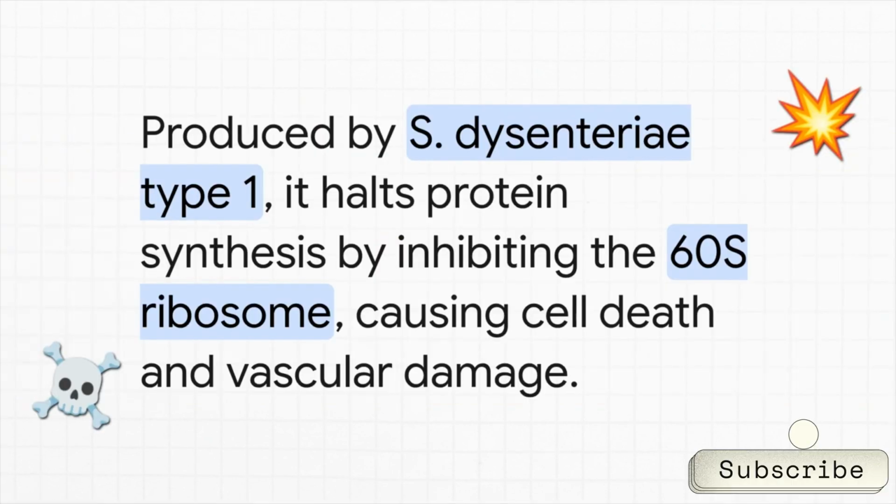If you remember one single virulence factor, please make it this one, Shiga toxin. This is the heavy artillery, and it's exclusively produced by Shigella dysenteriae type 1. Its mechanism is a classic exam question. It targets and inactivates the 60S ribosomal subunit. So what does that mean in simple terms? It shuts down the protein factory in the host cell. No proteins, the cell dies, you get vascular damage, and that leads to all the severe symptoms we see.